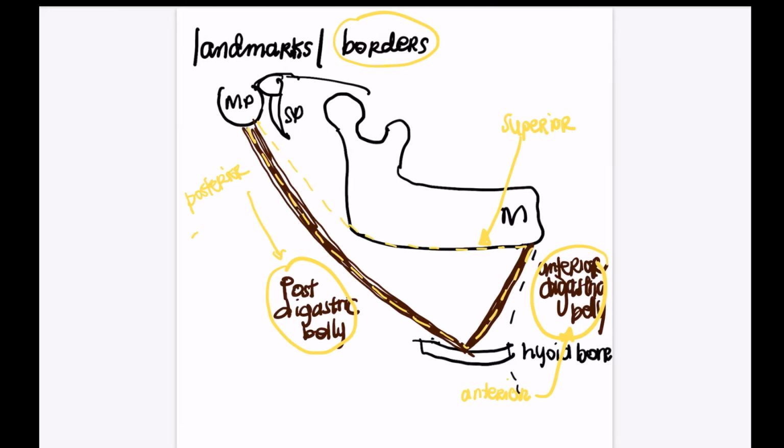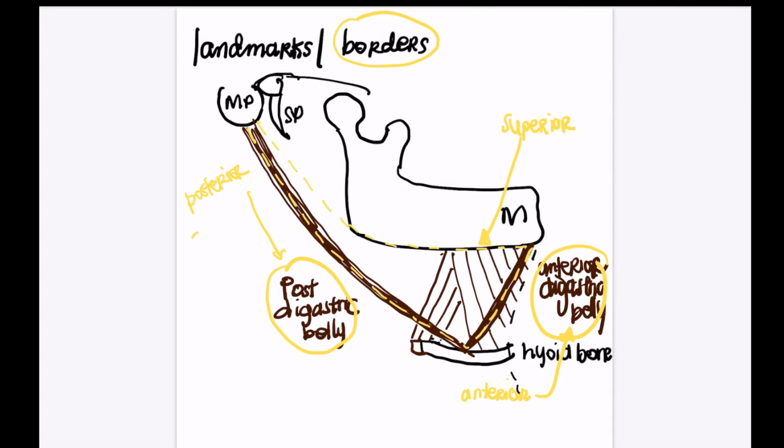Now the floor of the triangle. Two muscles form the floor of the triangle. This is the first one, called the mylohyoid muscle. As you can see, it originates from the mylohyoid line of the mandible and it inserts to the body of the hyoid bone. It is supplied by the mylohyoid branch of the inferior alveolar artery, and the submental artery. And it is innervated by the mylohyoid nerve.